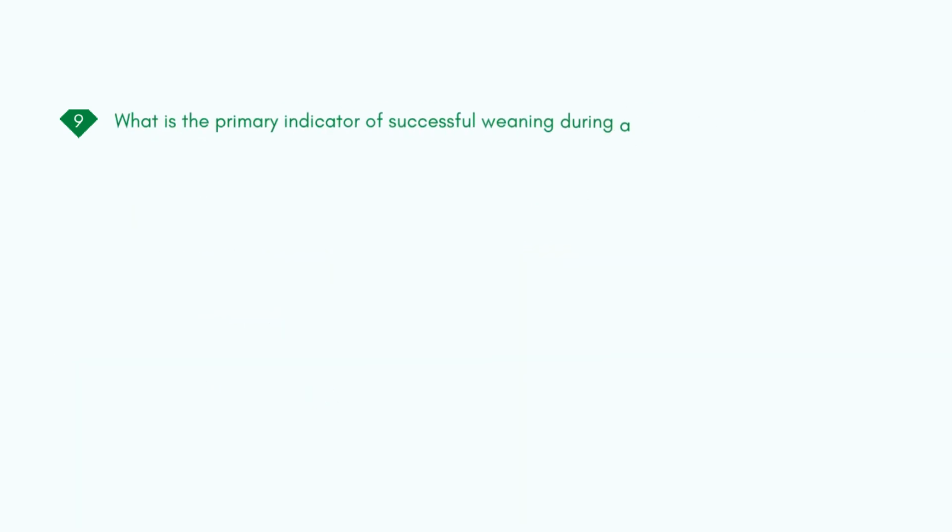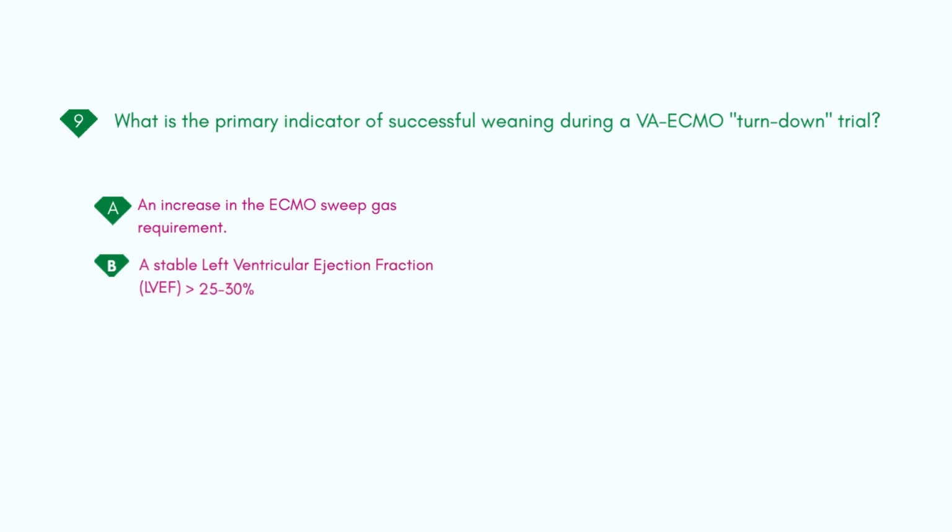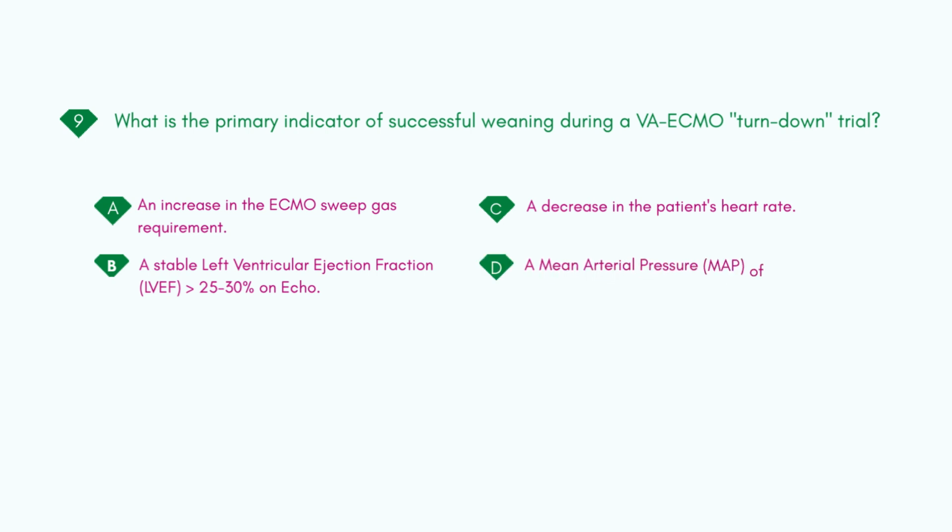What is the primary indicator of successful weaning during a VA-ECMO turndown trial? A. An increase in the ECMO sweep gas requirement. B. A stable left ventricular ejection fraction, LVEF, greater than 25 to 30% on echo. C. A decrease in the patient's heart rate. D. A mean arterial pressure, MAP, of exactly 60 mm of mercury.